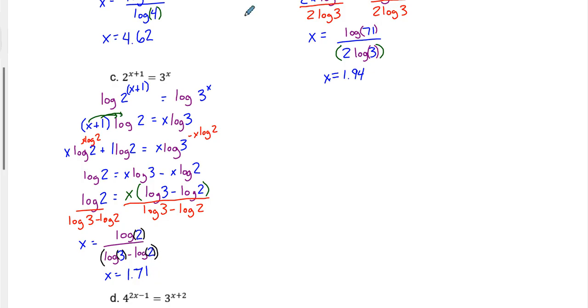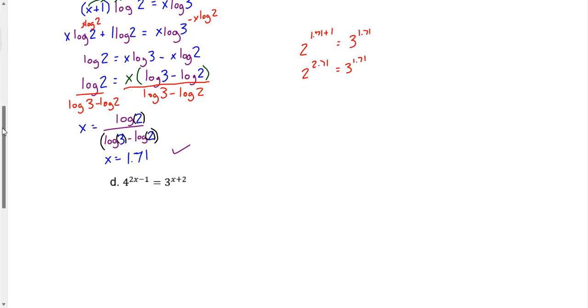So just as a quick check, if I go 2 to the power of 2.71, does that equal 3 to the power of 1.71? I type those into my calculator. 2 to the power of 2.71 is 6.5432. And if I go 3 to the power of 1.71, 6.5445. That's pretty close. So yeah, we're good.